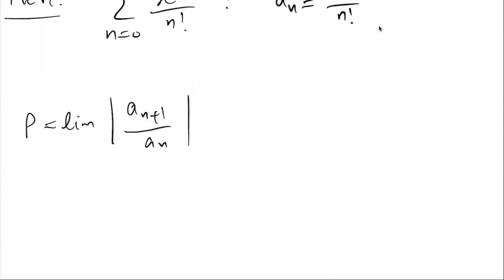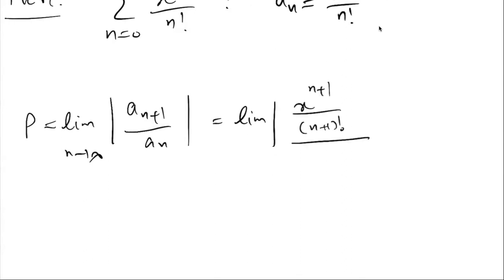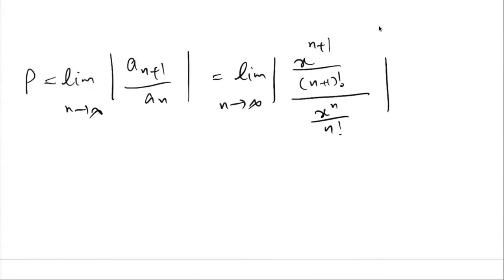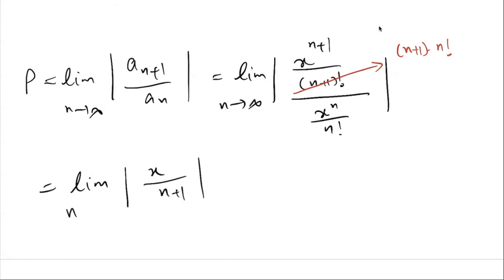So rho equals the limit as n goes to infinity of the absolute value of x to the power n plus 1 over (n plus 1) factorial, divided by x to the power n over n factorial. If I simplify, x to the power n plus 1 over x to the power n will be x. And (n plus 1) factorial can be written as (n plus 1) times n factorial, and the n factorial terms will cancel each other. I'll be left with x over n plus 1 as n goes to infinity.